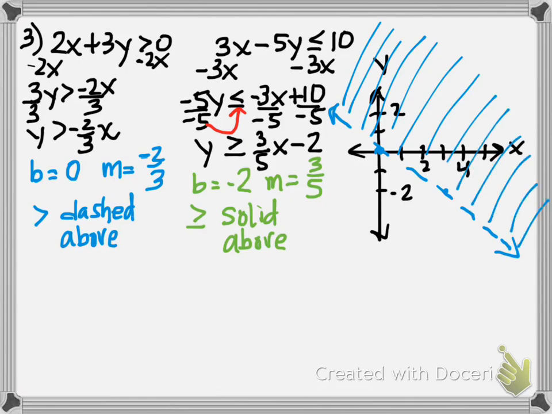For the second equation, I'm going to make a mark at where y is -2. I'm going to rise up 3 and to the right 5. So that's going to take me to the point 5, 1. Now that's going to be a solid line, and I'm also going to shade above.